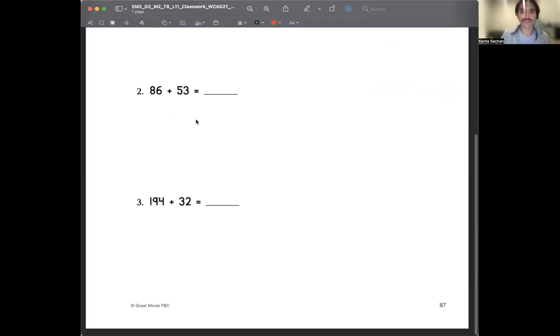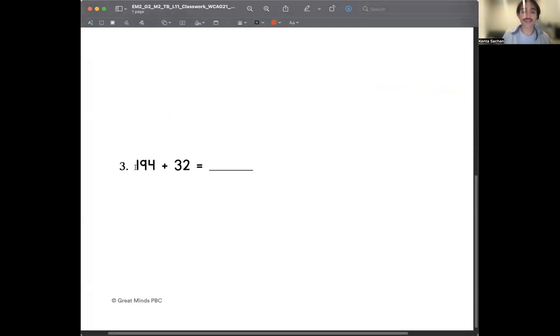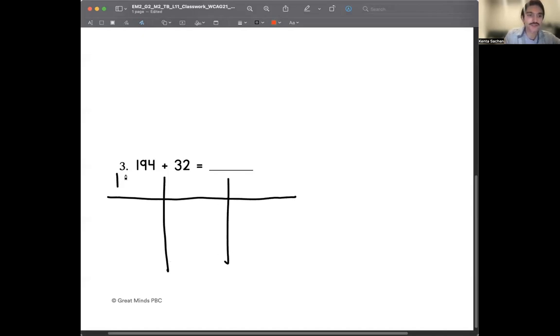So I want to make sure we take some time to look at this problem together. All right, so again, we're on page 87, looking at question 3 that has us adding 194 plus 32. Let's begin by setting up our place value chart. Right, we're going to have numbers in the hundreds, the tens, and the ones here.